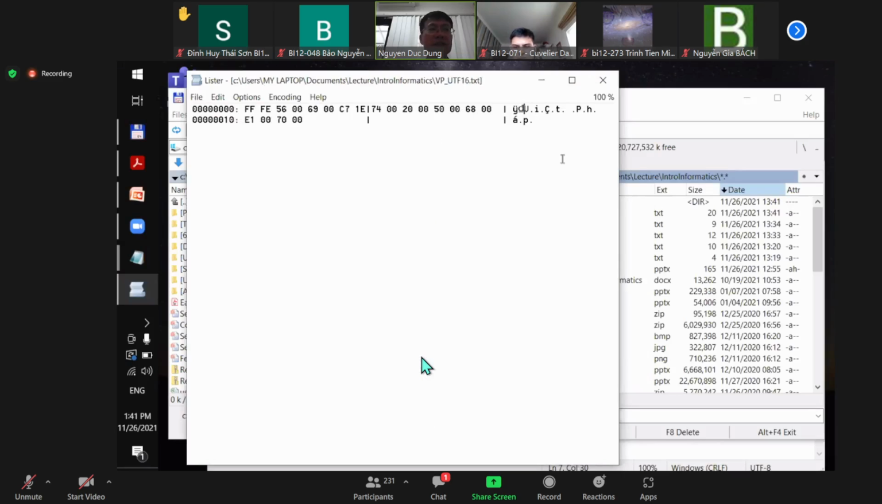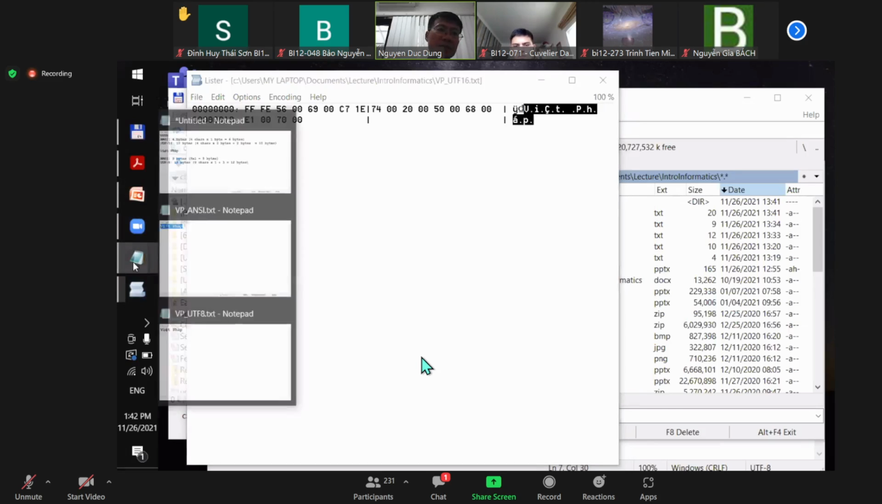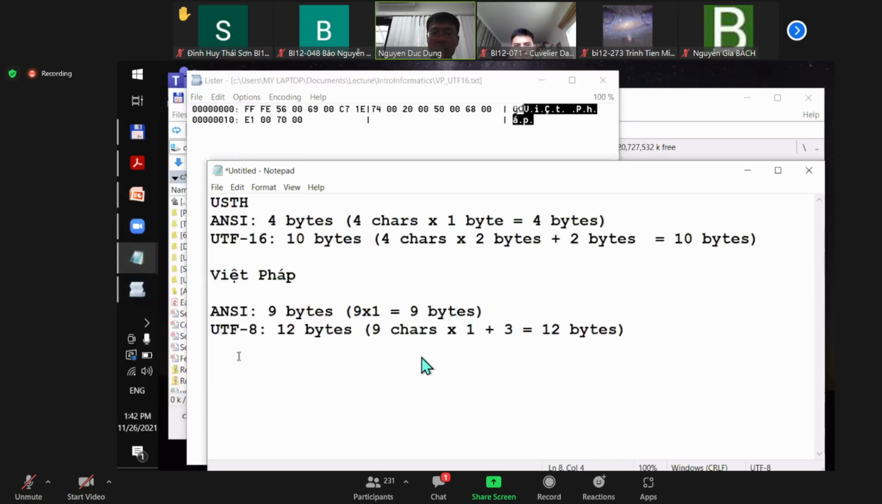Because UTF-16 uses 2 bytes for storing the information about 1 character. So yeah, it costs, because we have 9 characters. Okay, once again, now we have UTF-16. It requires us 20 bytes. Now 9 characters multiplied by 2 bytes.